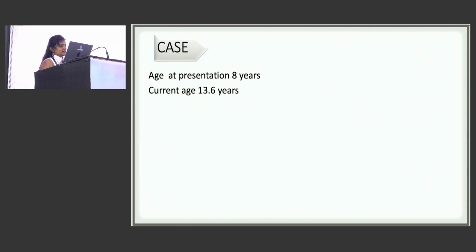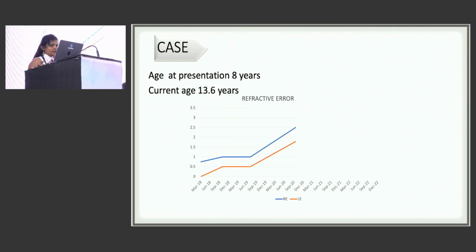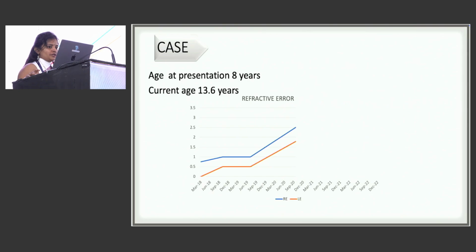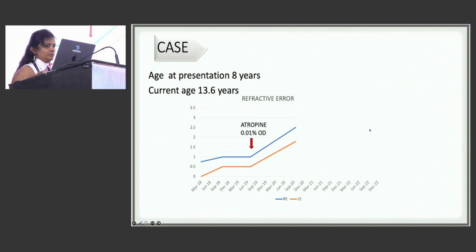First presentation was at 8 years. Current age is about 13.6 years. And you can see this is the kind of progression that the child had. We had introduced atropine quite early, but you see that despite atropine, there is a progression here. So it is in such case scenarios that we have to look for another treatment.